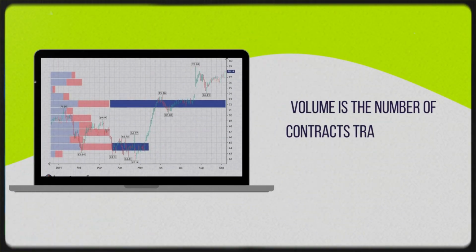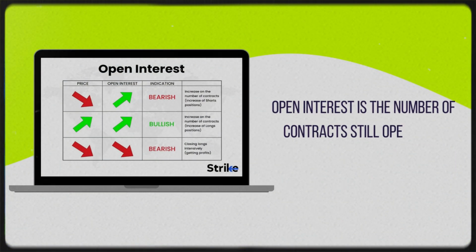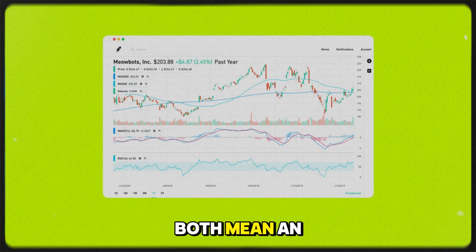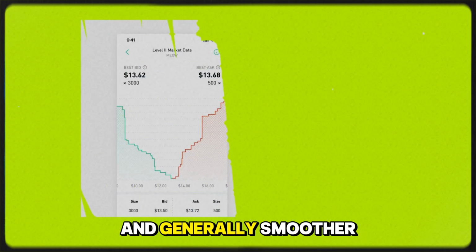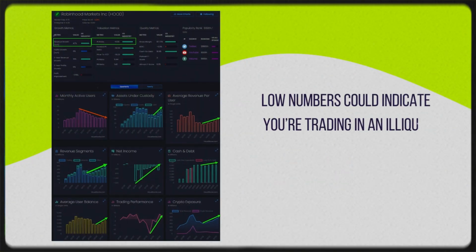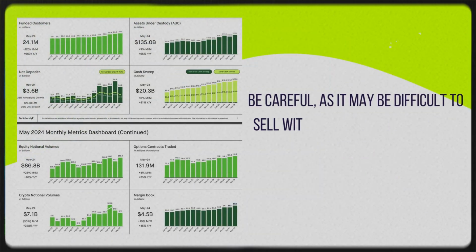Part 4. Volume and open interest. Volume is the number of contracts traded today. Open interest is the number of contracts still open from previous days. High numbers in both mean an active market and generally smoother execution. Low numbers could indicate you're trading in an illiquid contract. Be careful, as it may be difficult to sell without taking a hit on price.